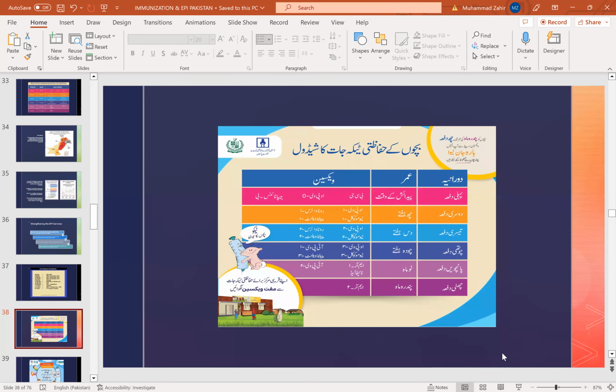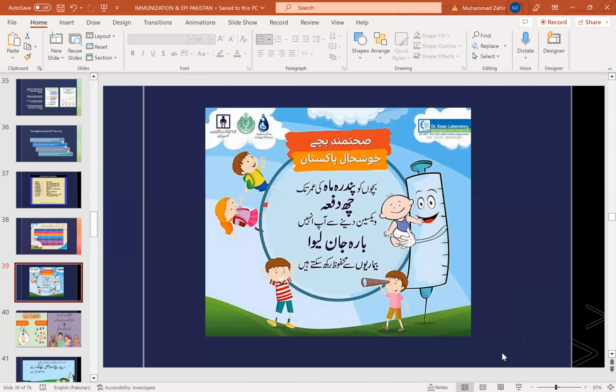It is also published in Urdu, where it is mentioned that by giving vaccines 6 times to children up to 15 months of age, you can keep them safe from 12 deadly diseases. So all the schedule is printed in Urdu as well. Again, 6 visits, 12 diseases.